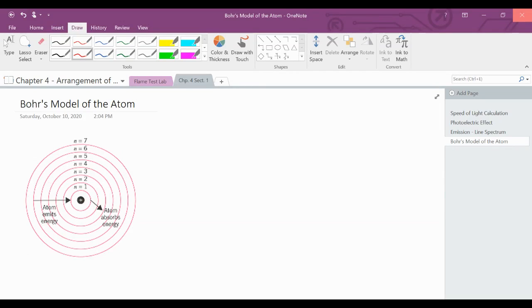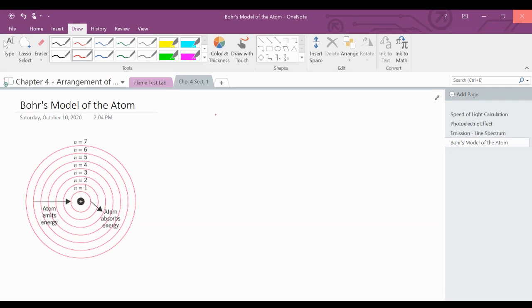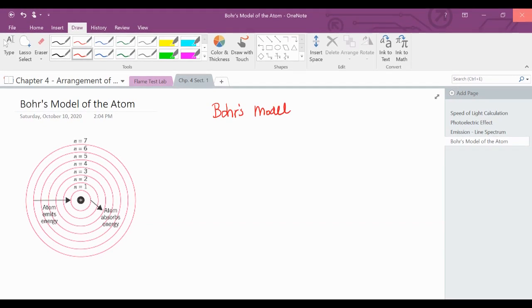So from the emission line spectrum, we have come to our new model of the atom. So this is Bohr's model of the atom. And Bohr was a physicist. And here's kind of the key characteristic of his model. The first thing he claims is that electrons are found in orbits.